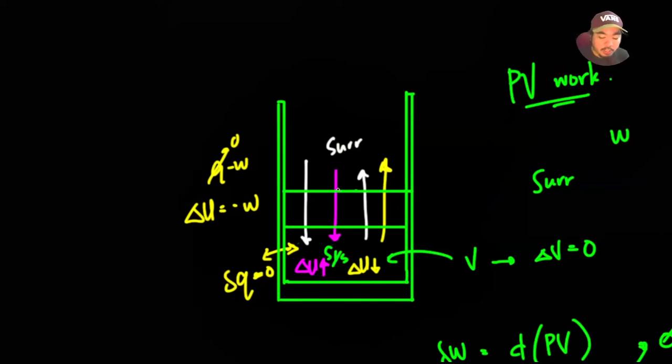So this is saying na yung piston natin, sa system natin, this can move up and down. So it can change its volume. Pero while it's changing volume, hindi pwedeng magkaroon tayo ng exchange of heat. Okay?